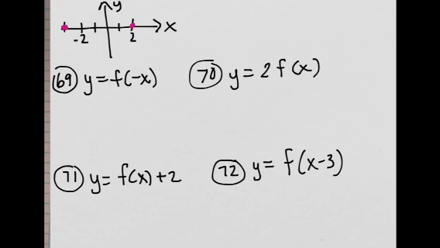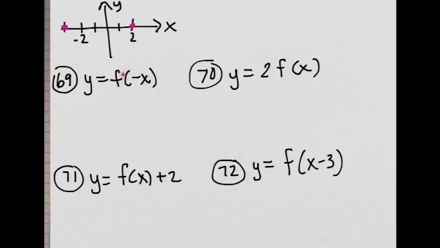Okay, so for the numbers 69 through 72, you start off with a function that has 2 x-intercepts, one at positive 2 and the other one at negative 3, like I had there on the graph. And then they perform some transformations on this function, and they want you to give the coordinates of the x-intercepts after performing the transformations.